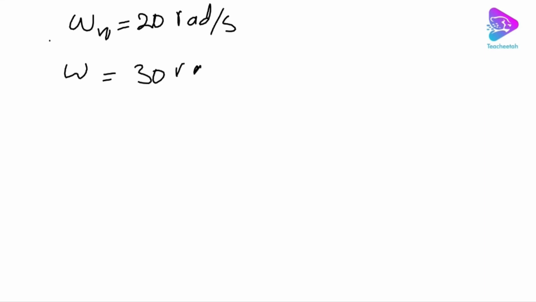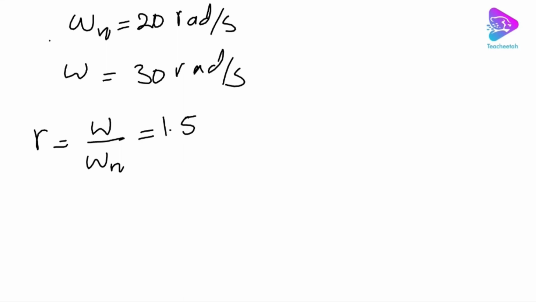One thing that I want to discuss today: we found omega n as 20 radian per second, and we know that omega, the frequency of excitation, is 30 radian per second, right? So let's define something called the frequency ratio, normally written as R, which is equal to omega over omega n. You will see that a lot in the future. For this case, it is 1.5, and there is no unit for that.